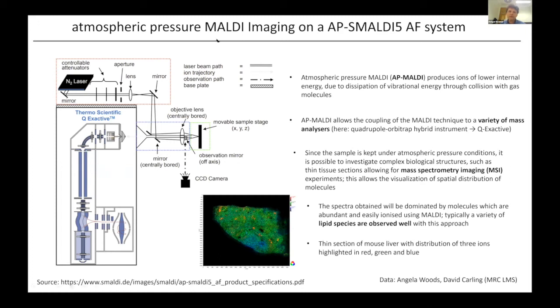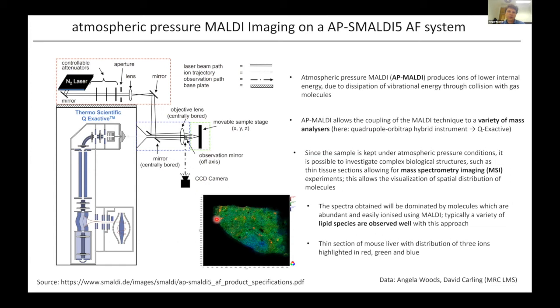And the reason why we're able to do this is because now we're using a different version of the MALDI process. So on the previous slide, what we looked at is vacuum MALDI, where the sample is in a high vacuum. Whereas here, we've got a situation where the sample is kept at atmospheric pressure. And that version of the process is also called AP-MALDI. And that allows us now to not just couple the MALDI ionization to almost any type of mass spectrometer, but it also allows us to now analyze a sample that is kept at atmospheric pressure and basically analyze a sample that would not cope well with vacuum conditions.